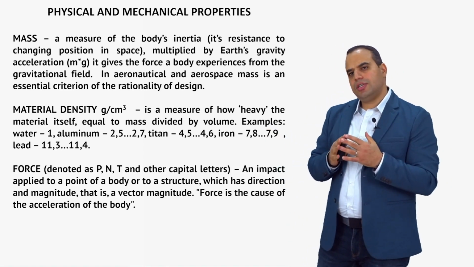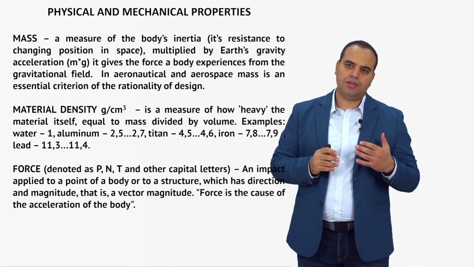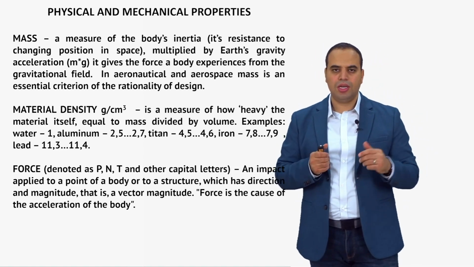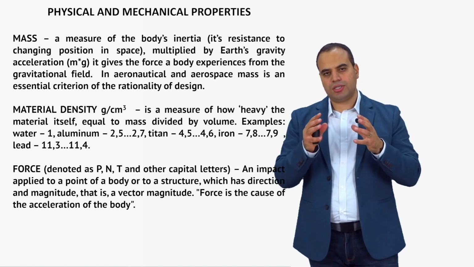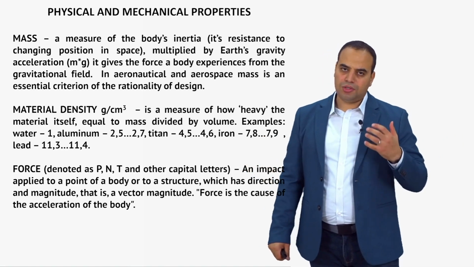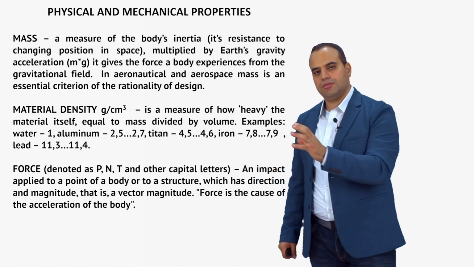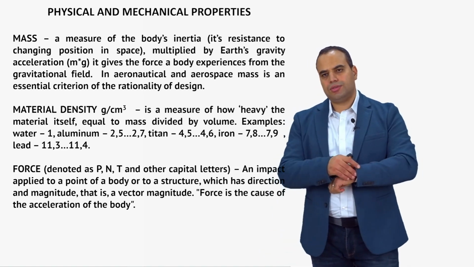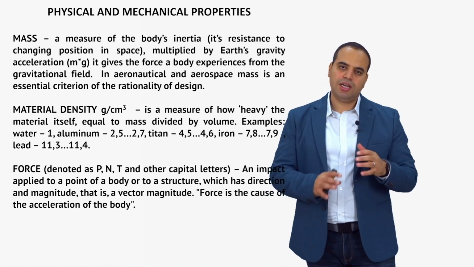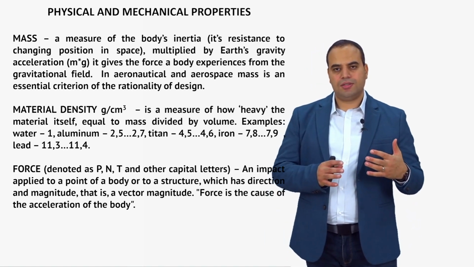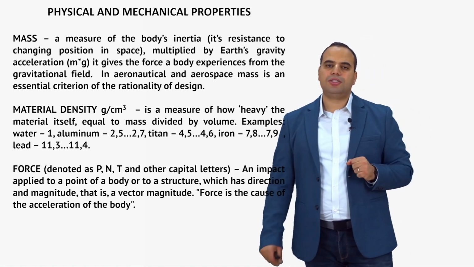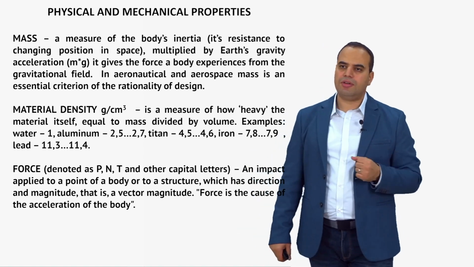So mass, for example, is a measure, as has been said before, of the body's inertia. It's the resistance to change in position in space in terms of translational motion, in moving objects in a straight line, right? So the mass tells us how heavy it is or how difficult it is to make this body move in space and develop a certain acceleration. So according to Newton's second law of motion, the force is equal to the mass multiplied by the acceleration. So if the body has a mass, then you have to apply a certain force that is proportional to that mass in order to have a certain acceleration, in order to make it move in space in a straight line or in a translational fashion.